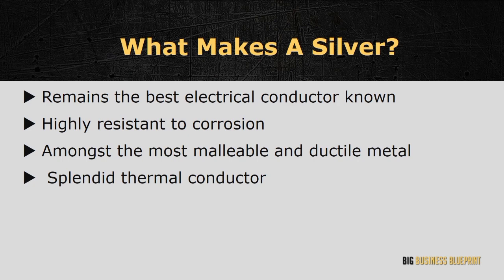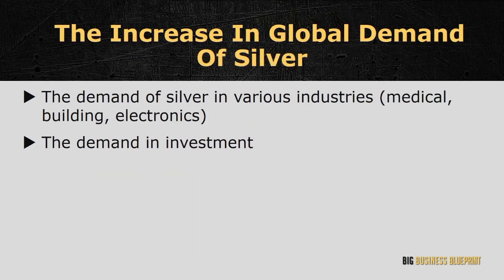It remains the best electrical conductor known to man, highly resistant to corrosion. It's among the most malleable and ductile metals, and it's a splendid thermal conductor. The rarity of metals denotes their value increment. Such is the case in silver, where silver is a byproduct of different base metals, copper, lead, and zinc. 90% of the world's silver mining industries experience bankruptcies.